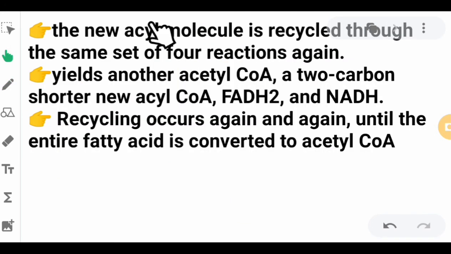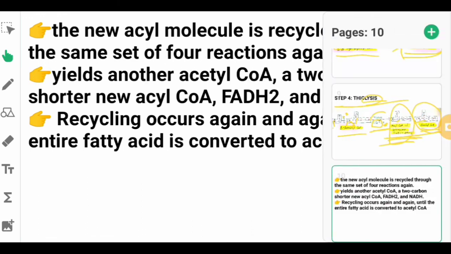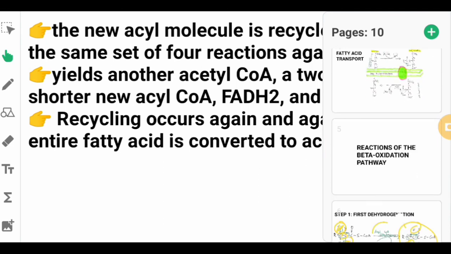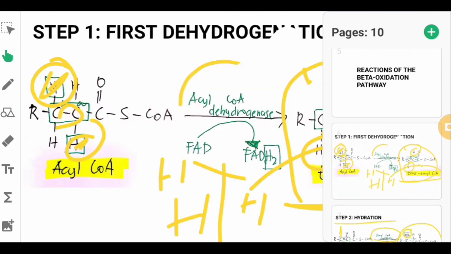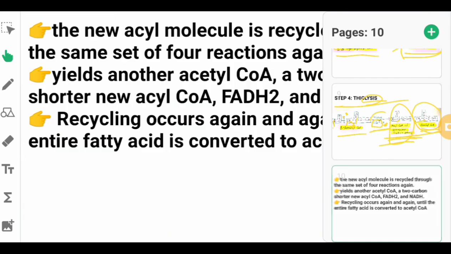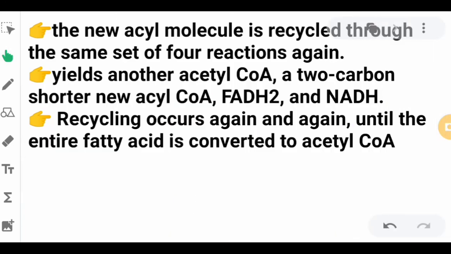Now, the new acyl molecule is recycled through the same set of 4 reactions again. Because if you will remember, it will proceed to step 1 again. The new acyl molecule will undergo the first dehydrogenation again. And then it will go through the same set of 4 reactions again, which will yield another acetyl-CoA, a new acyl-CoA that is 2 carbons shorter, and then the reduced form of flavin adenine dinucleotide and reduced nicotinamide adenine dinucleotide.